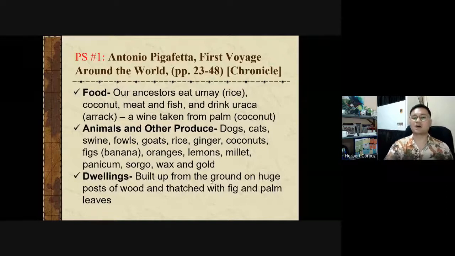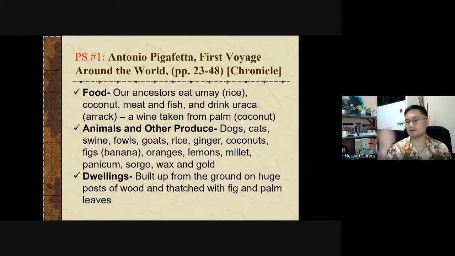Next is for our food. Our ancestors eat umay. Umay is rice, coconut, meat, and fish. And drink uraka or arak, okay? A wine taken from palm or coconut. So we have arak din, okay? Uraka, tawag noon, meat and fish and rice. Okay, so we are rice eaters. Okay, our staple food then ever since, okay, is rice.